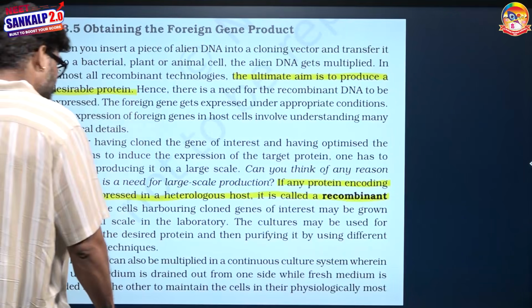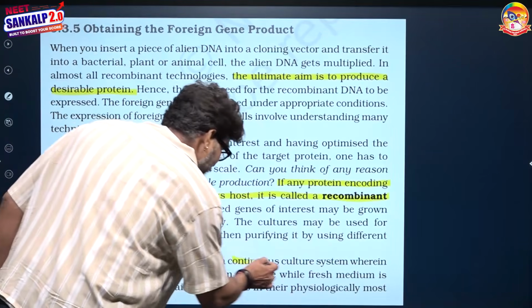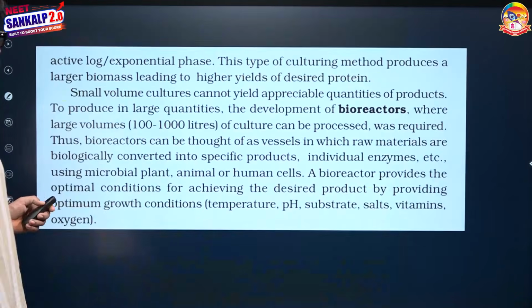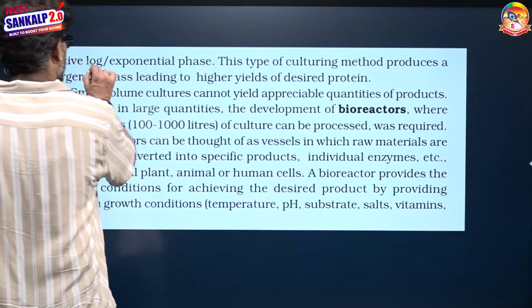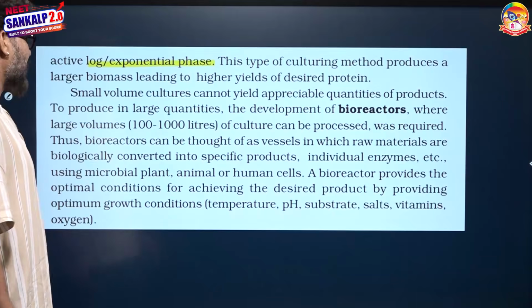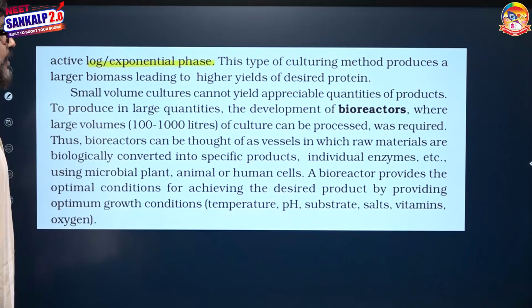The cells can be multiplied in a continuous culture system, wherein the used medium is drained out from one side while fresh medium is added from the other side to maintain the cells in their physiologically most active state, meaning the log or exponential phase. This type of culture method produces a large biomass leading to a higher yield of desired proteins. A small volume of culture cannot yield appreciable quantities of the product.